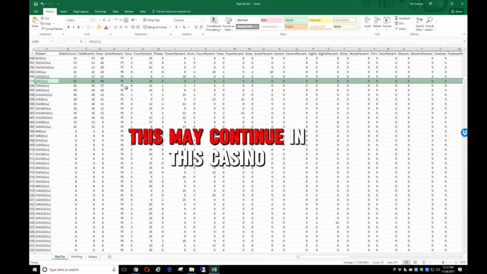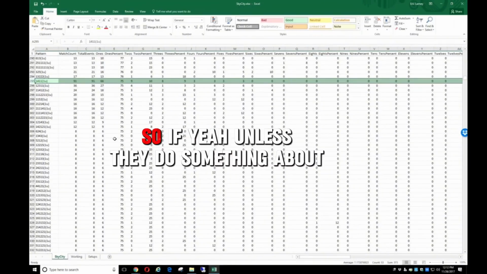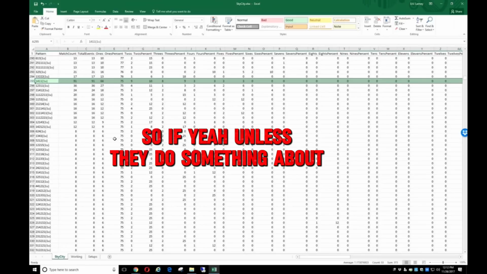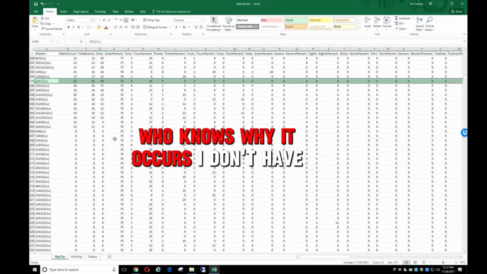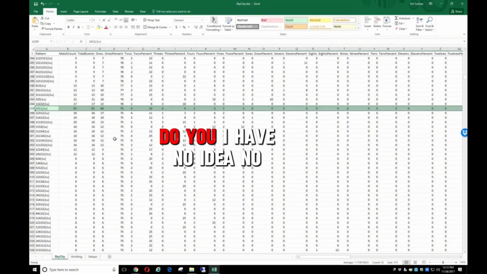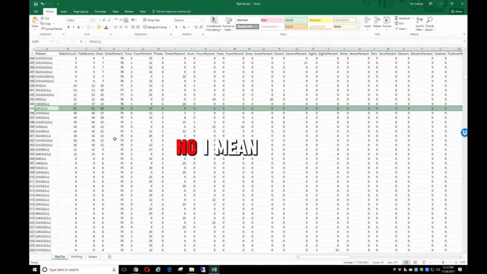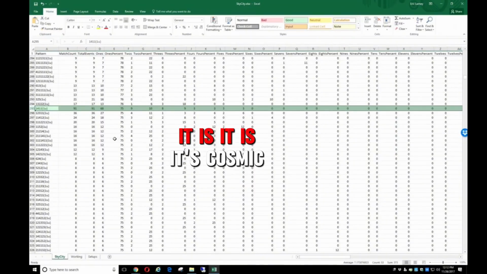Now, this may continue in this casino, unless they do something about it and someone else notices some sort of process flaw that this is occurring. Who knows why it occurs? I don't have any explanation. Do you? I have no idea. No. I mean, it's cosmic. Yeah, it is. It's cosmic.